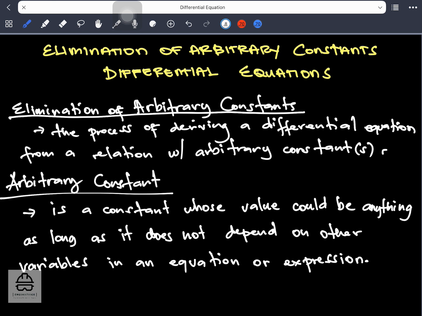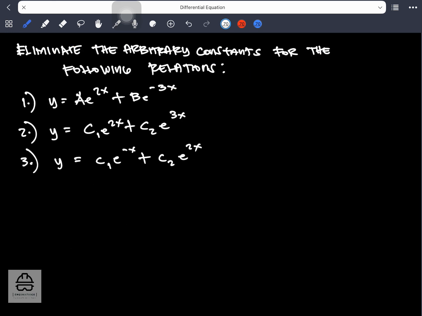So I already have the description here on the screen. Elimination of arbitrary constant is the process of deriving a differential equation from a relation with arbitrary constant or constants. We also have the arbitrary constant. It is a constant whose value could be anything as long as it does not depend on other variables in an equation or expression. Okay, so we have to eliminate the arbitrary constant from the following relations.